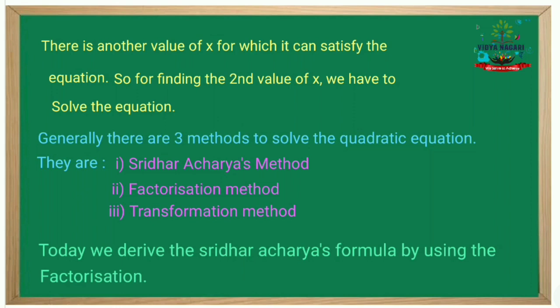For finding the second value of x, we have to solve the equation. Generally, there are 3 methods to solve the quadratic equation. They are Sridhar Acharya's method, factorization method, and transformation method, and these 3 methods are the ways to solve the quadratic equation. Now, today we derive the Sridhar Acharya's formula by using factorization.